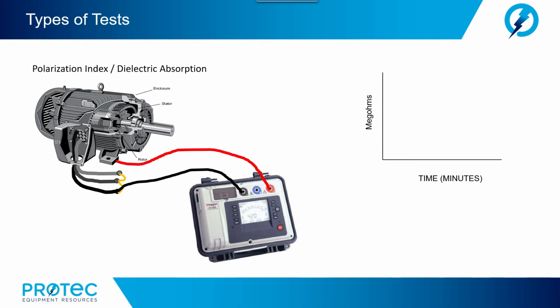So, here we would see an example of a polarization index test being performed on a rotating machine. Again, we take readings at various time intervals and we graph them. And in the polarization index test, we then basically take the ratio of the 1 minute to the 10-minute reading.